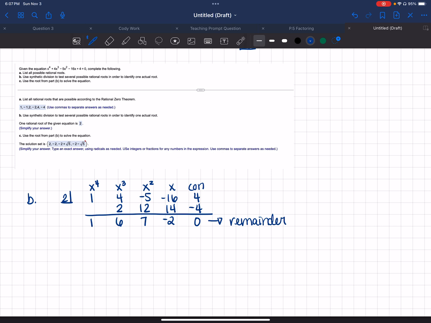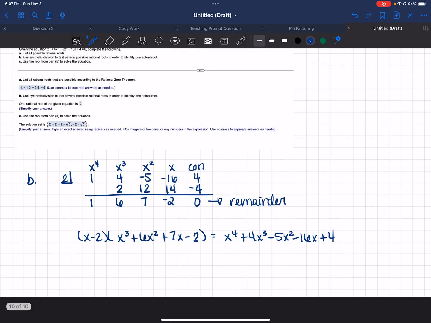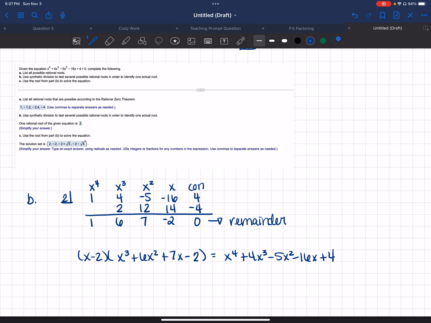So what this says right here, when you've got this 2 in the box and you have all these numbers right here, what this is saying is that x minus 2 times 1x cubed plus 6x squared plus 7x minus 2 equals the big polynomial we started with, x to the fourth plus 4x cubed minus 5x squared minus 16x plus 4.